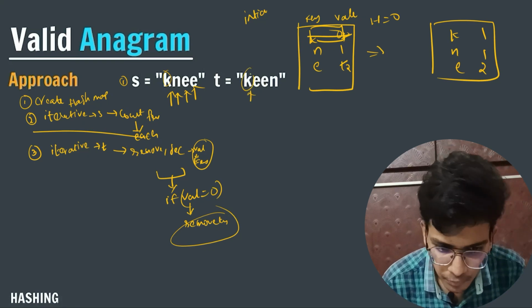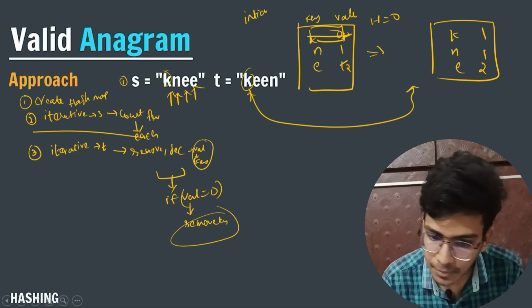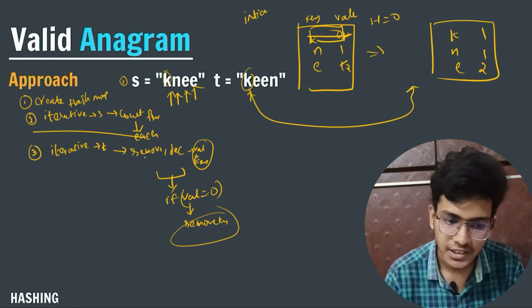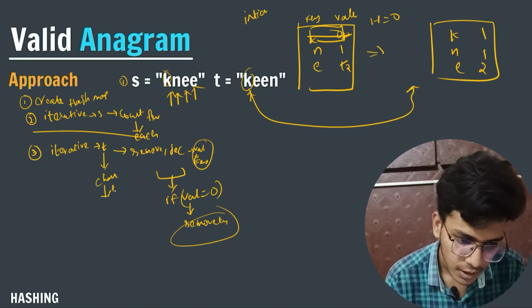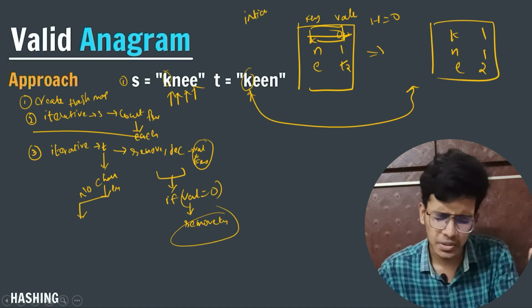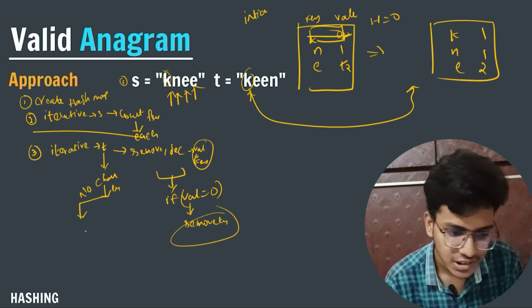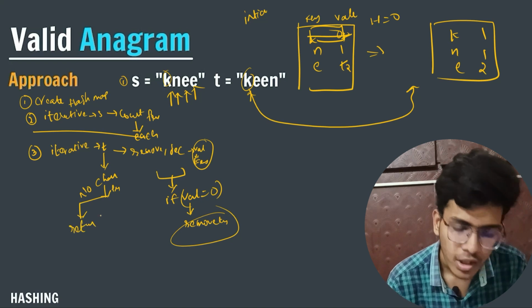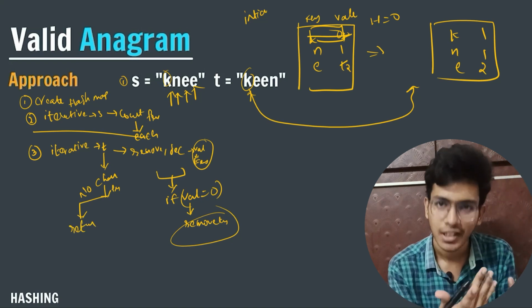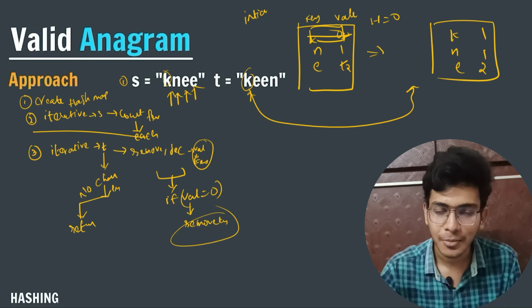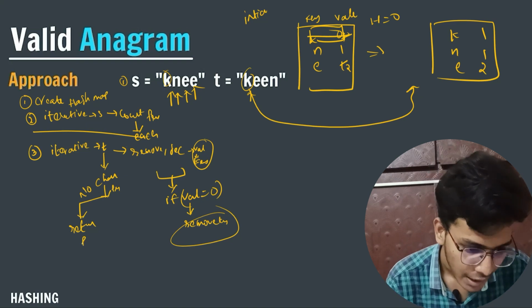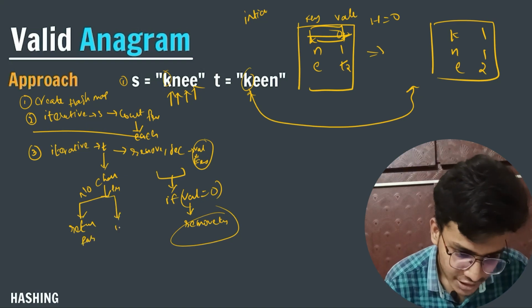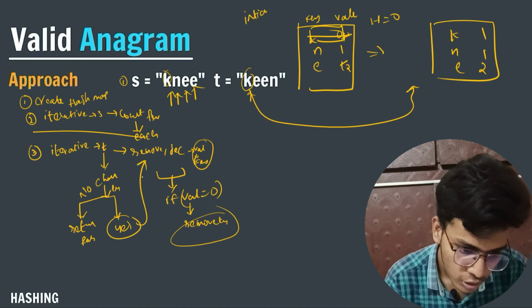So I will check whether this particular character is present in my hash map or not. If it is not present, if this particular character is not in my hash map, then immediately return false, because I have a new character which is not present in my hash map. If this is the case, then it will not become a valid anagram, so I will immediately return false. If the case is yes, then I will go to this step.